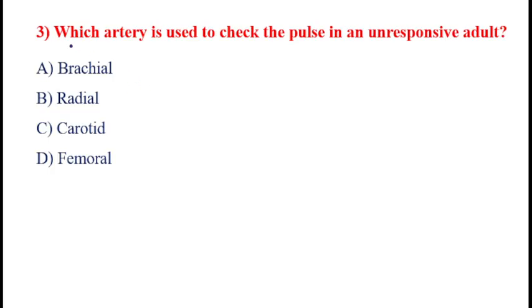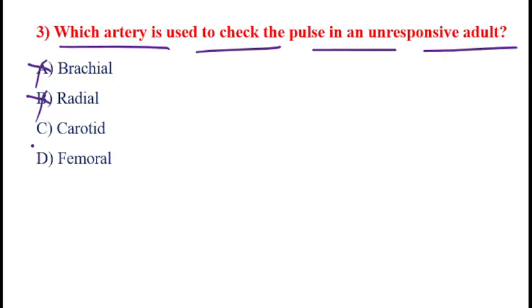Let's see the next question: which artery is used to check pulse in an unresponsive adult? When you tap onto the shoulder of the victim and there is no response, the next step is to check the pulsation. Which artery is used? It is not the brachial artery, not the radial artery, it is the carotid artery.